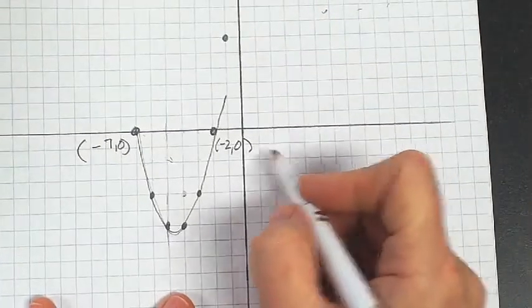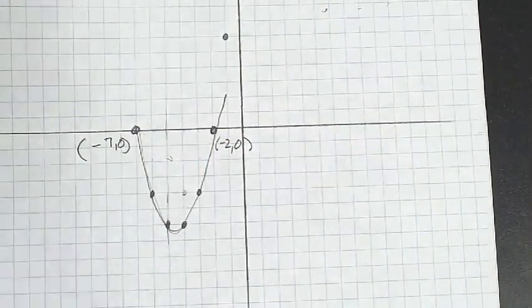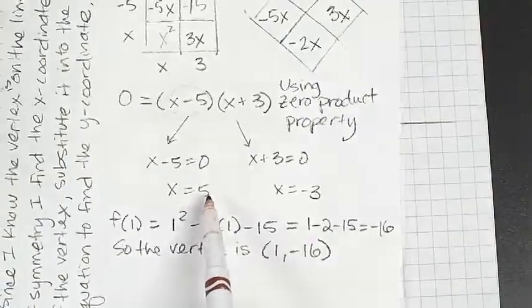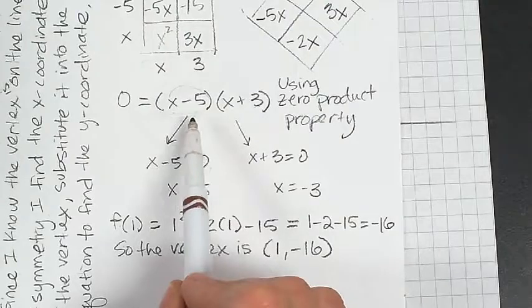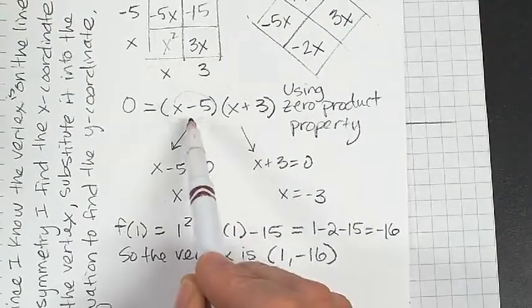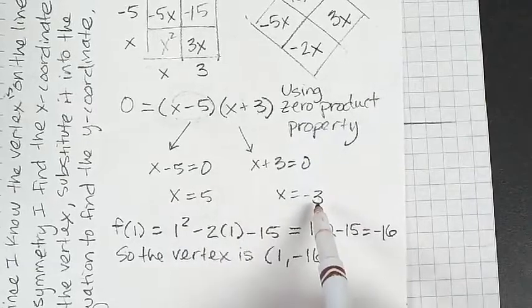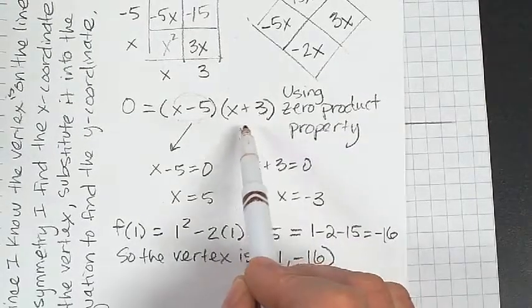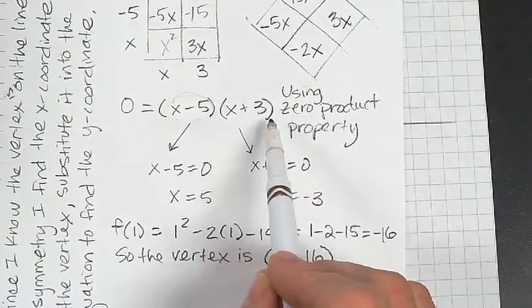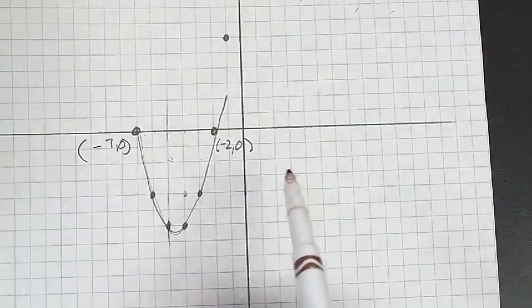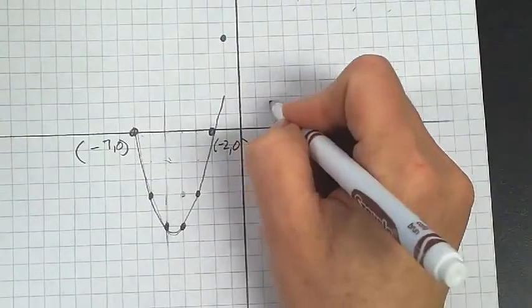So if I look at my notes, if I know that the x-intercept is 5, my factor is x minus 5. I got that from solving x minus 5 equals 0. If I know my x-intercept is -3, my factor is x plus 3. Now this one is simple enough that that's all you have to do.